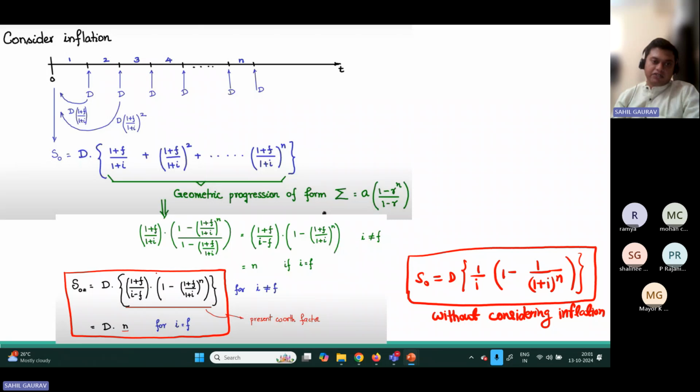So from here you can also get, if we substitute f equal to 0, then you will get S naught equal to D into 1 upon I, 1 minus 1 upon 1 plus I upon n. So you have to remember this expression only. You don't need to remember two equations. If you remember this expression, then you can get the expression without considering inflation also.